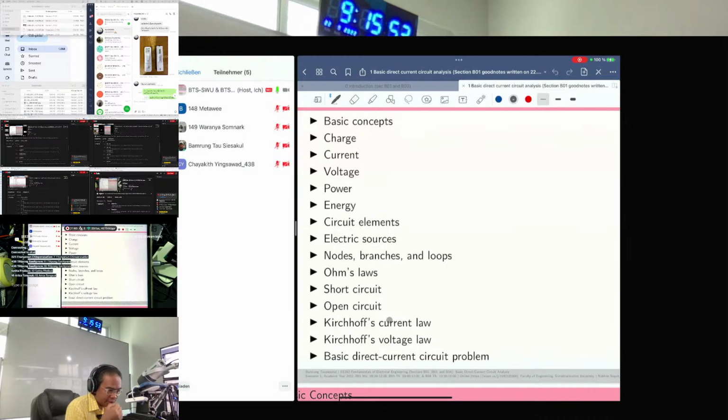We will consider the next tool for circuit analysis, which was discovered by Kirchhoff. He is a physicist, and he has two laws. The first law is dedicated to the current. The next law is dedicated to voltage, which is the third quantity that you will learn in this chapter. And finally we will have a real circuit problem which has something to do with direct current.